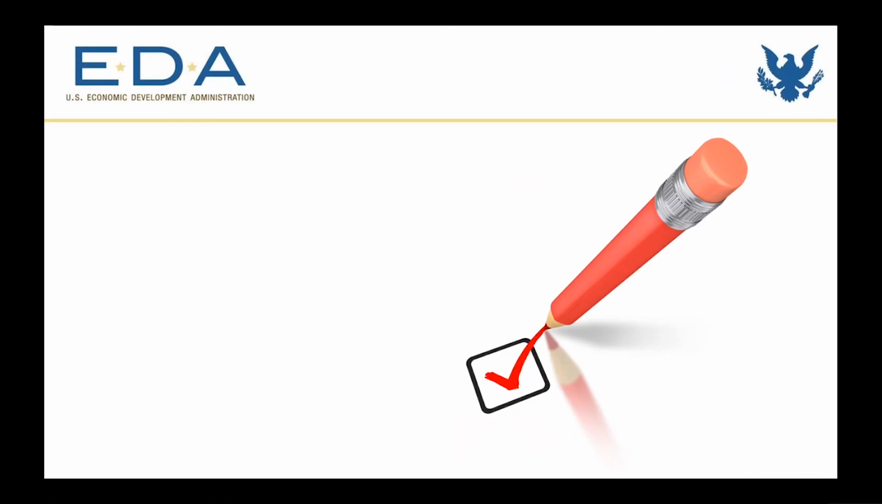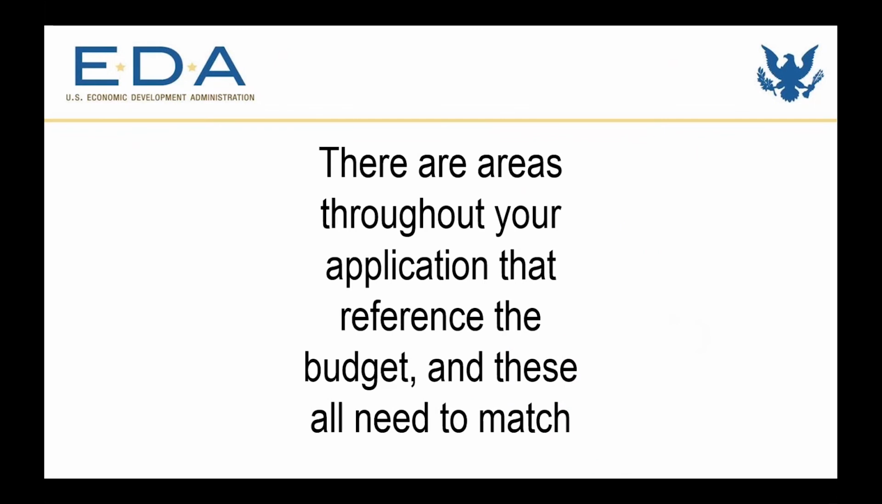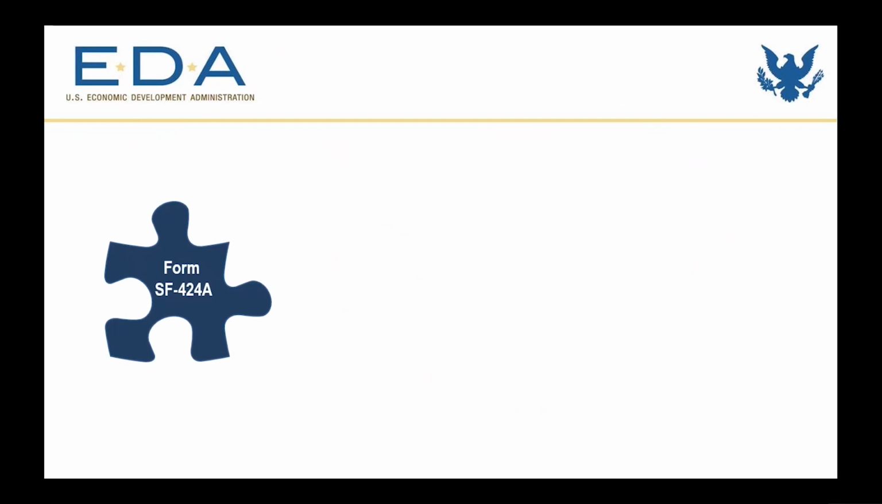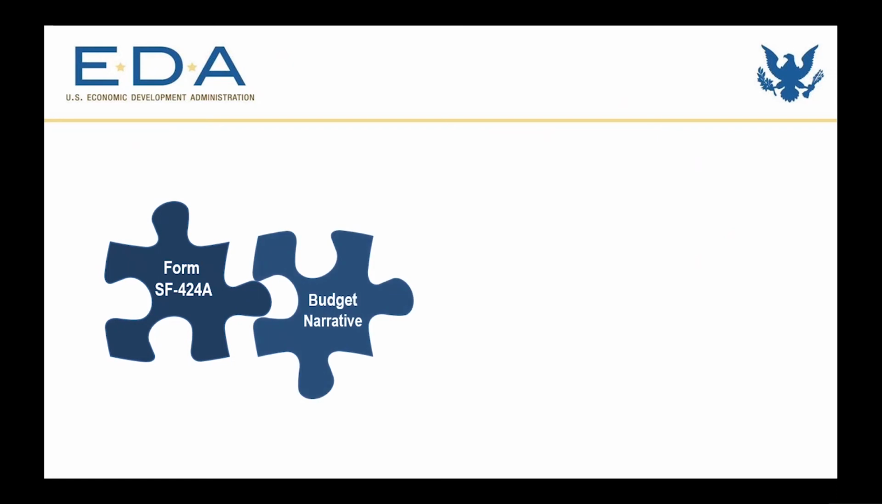So now that we have gone over the basics of how to fill out the form, we will talk about how we review this form as it relates to the rest of your application. There are several areas throughout your application that reference the budget or parts of it. Obviously, Form SF424A references the budget. The budget narrative also needs to match this form and the other areas of the budget mentioned throughout your application.